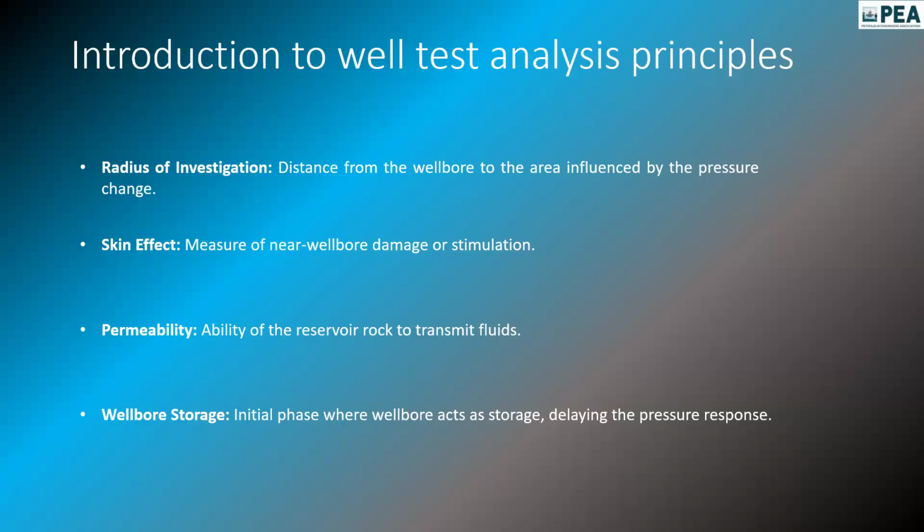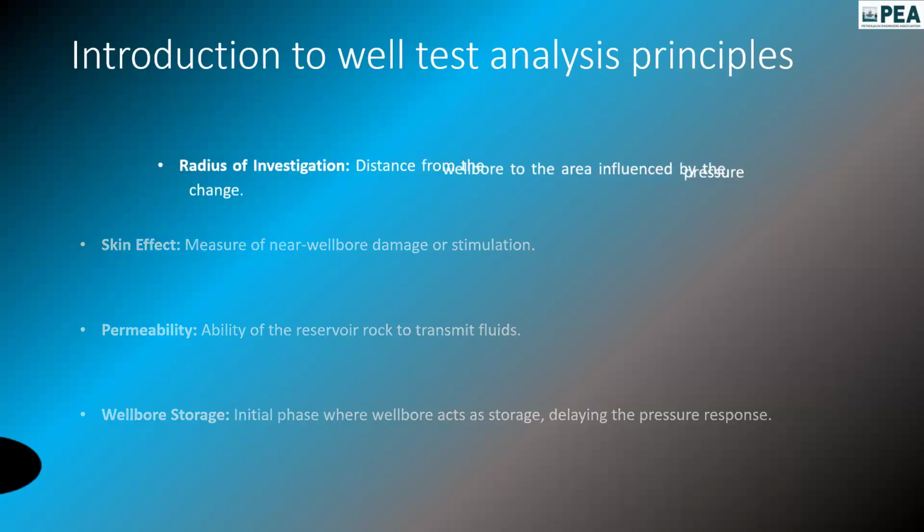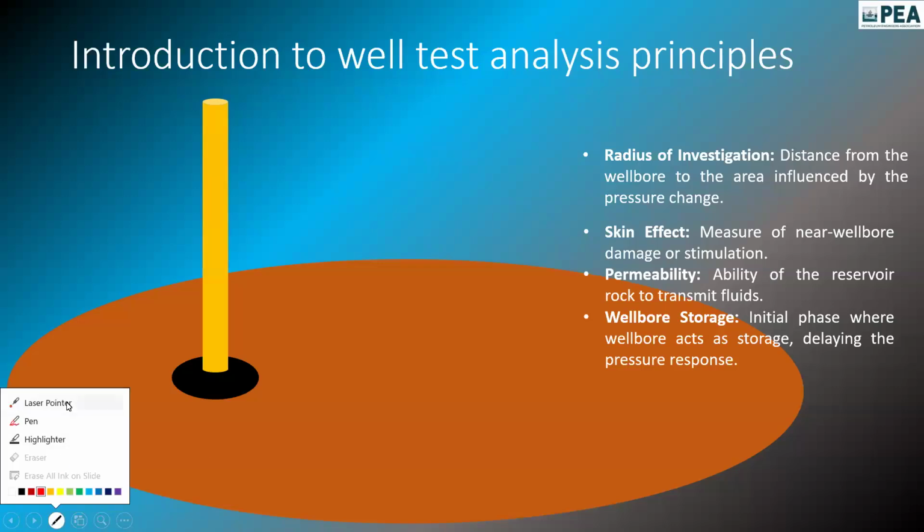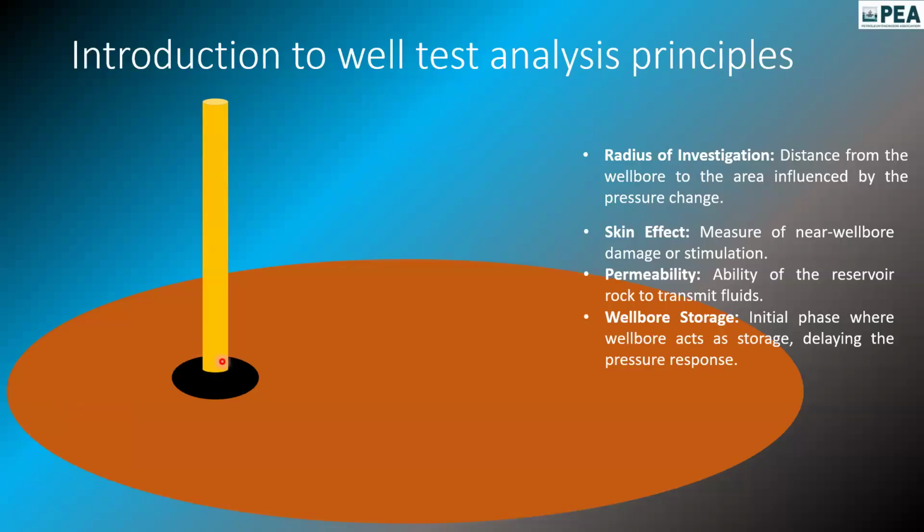I will quickly show you the things that we have discussed right now. Let us imagine there is a well. We have discussed the radius of investigation, skin zone, permeability, and wellbore storage effect. As you can see, the wellbore is here. This is the place where you are going to open the perforation, so oil will start to come.